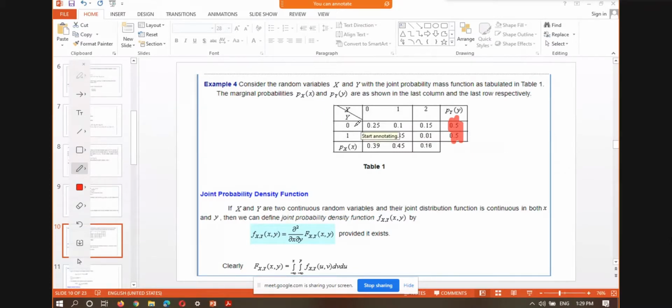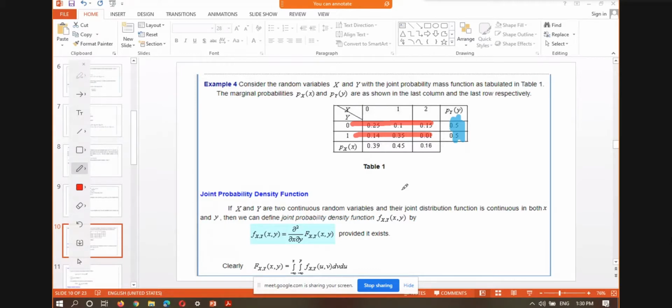It is the sum of the values in the rows, like points on the real line. 0 and 1 are the points on the real line for y values, and if we add the probability of these rows, we will get the marginal probability mass function for y, similarly for 1 also. So this is the way we calculate.